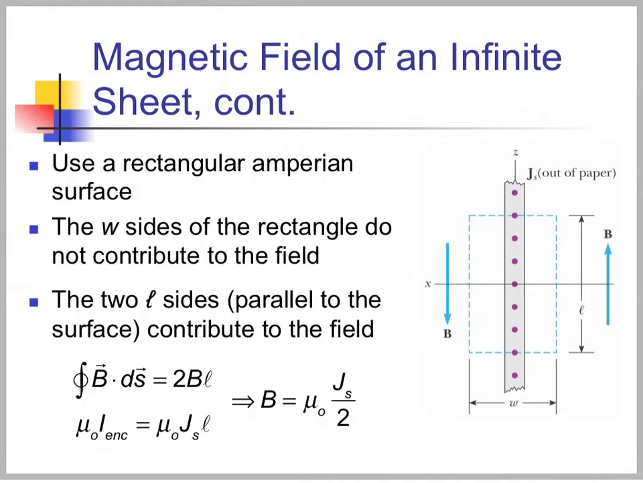In other words, the magnetic field from an infinite sheet of current is constant, and it is parallel to the surface of the current.